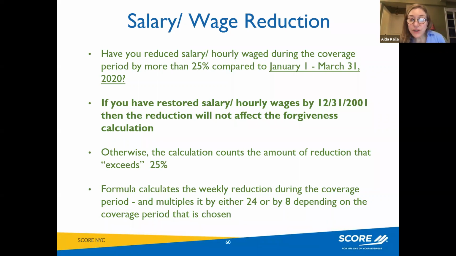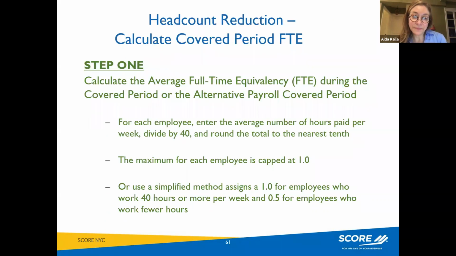We're not going to go through the formula here because it's actually not hard, but it's involved. So you have to really concentrate when you go from line to line. But the concept basically is you take the reduction, you calculate it on a weekly basis. And once you calculate it on a weekly basis, you multiply it either by the 24 period or 8 period. And that's how you come up with the amount, which could go towards reducing your forgiveness. Maybe not, depending on all the safe harbor and exemptions that we've been talking about and we will further elaborate on.